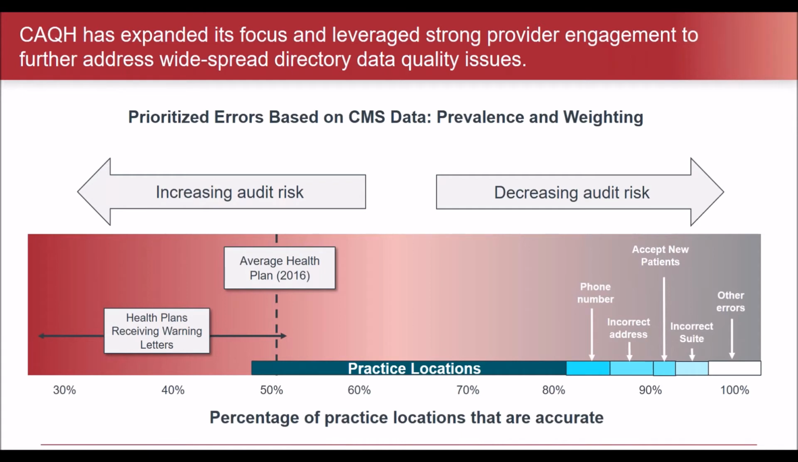So for the average health plan, if they want to make some great strides towards accuracy, if you take a look at this here, the biggest opportunity for them is to solve for this practice location issue. So how do they identify those locations within the directories that are in error? How do they do that in a scalable, reliable, and automatable way so that they can maximize their accuracy gains and reduce their compliance risk?